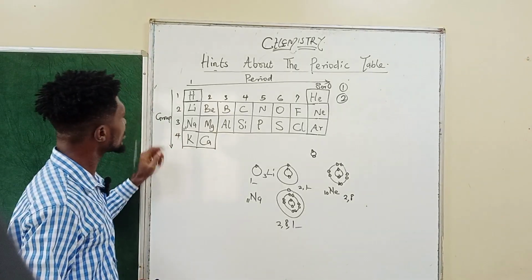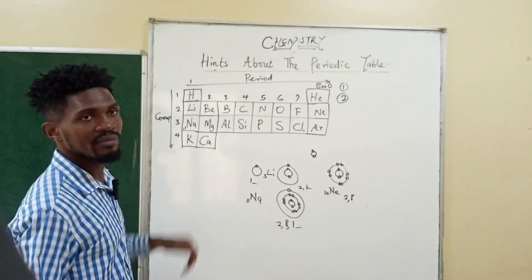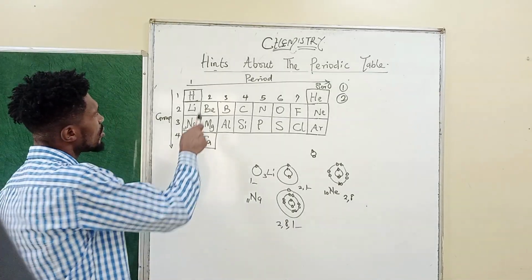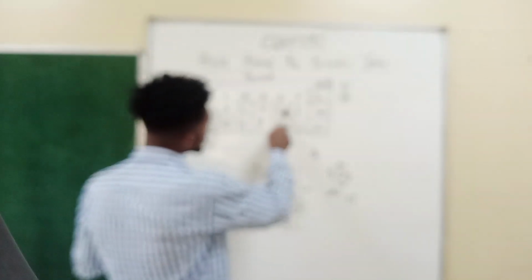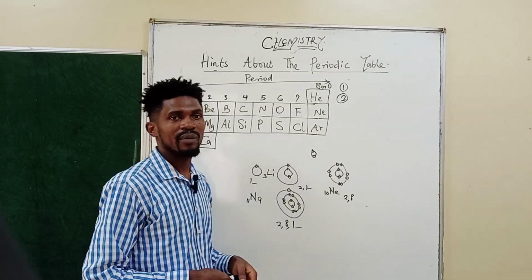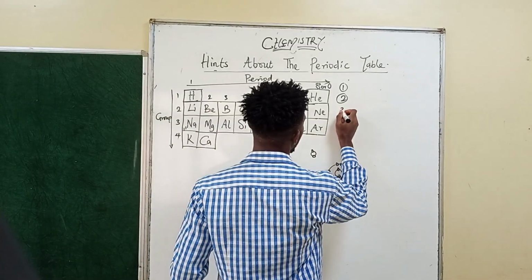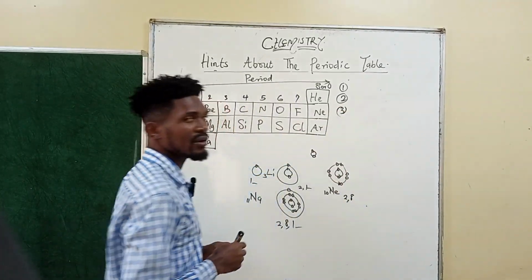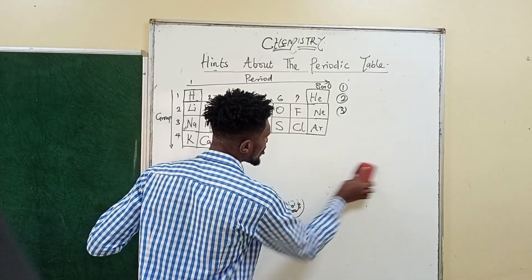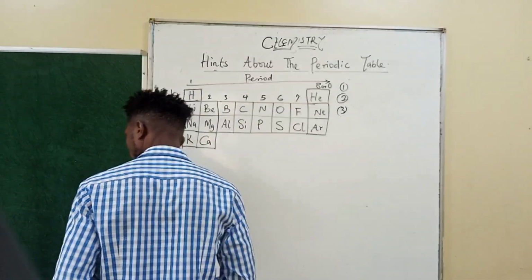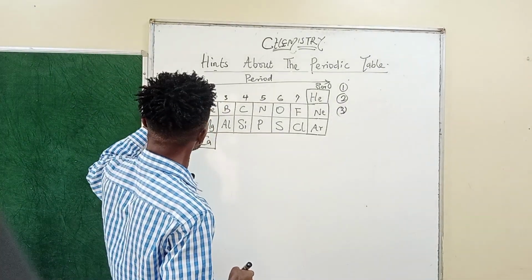Going to the next one where I said elements in the same group have the same chemical properties. Beryllium, magnesium, and calcium have similar chemical properties. Oxygen and sulfur have similar chemical properties. So now the next one is elements in the same period have the same number of shells. I will explain that. Let me use a longer one. Let me use group 2.